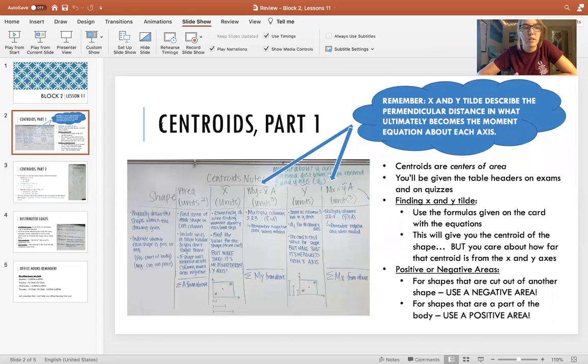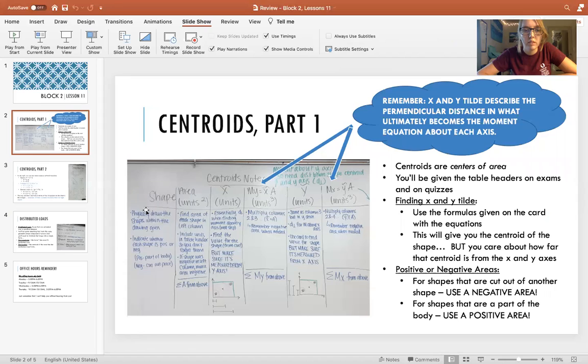So basically the idea of a centroid is a description of the center of area. You guys have heard center of mass, right? That's the location of the average mass. Centroids are the location of the average area. To find that, you use two moments. You're going to get these table headers on your exam, but it's super important that you understand what exactly those headers do.